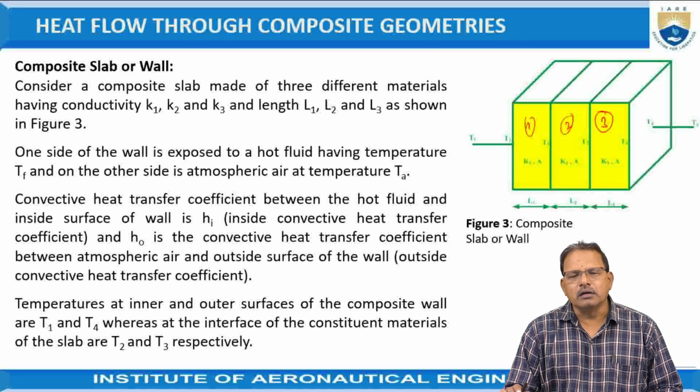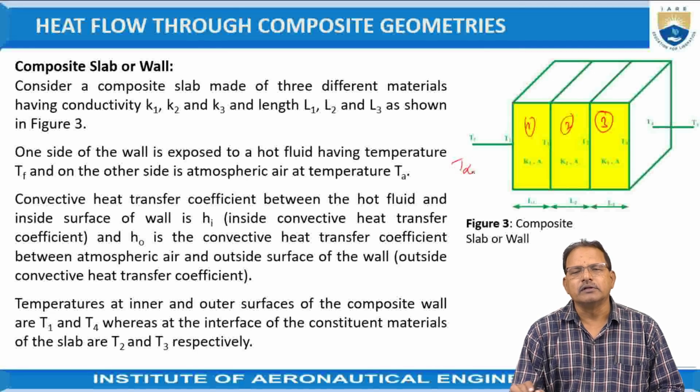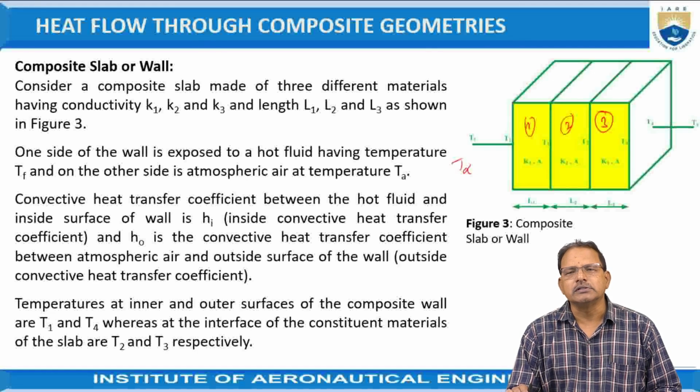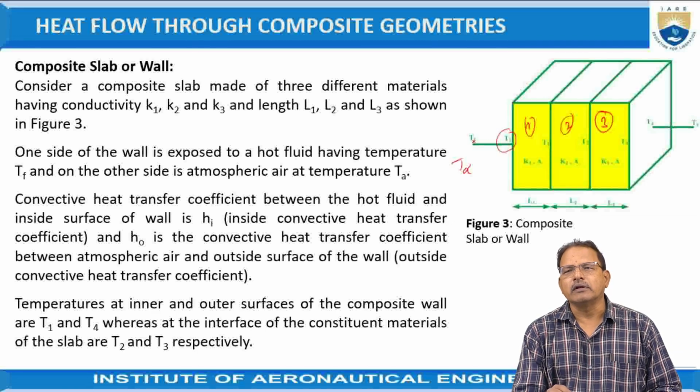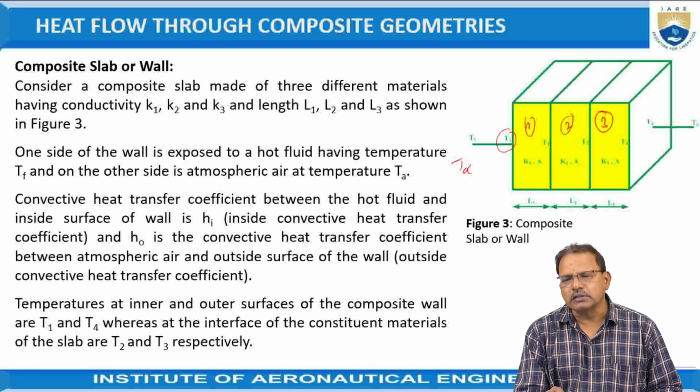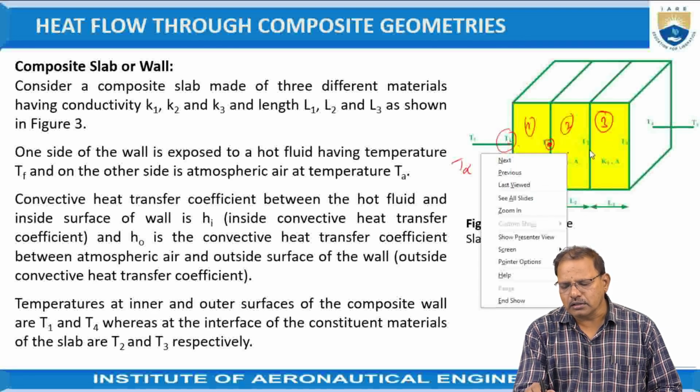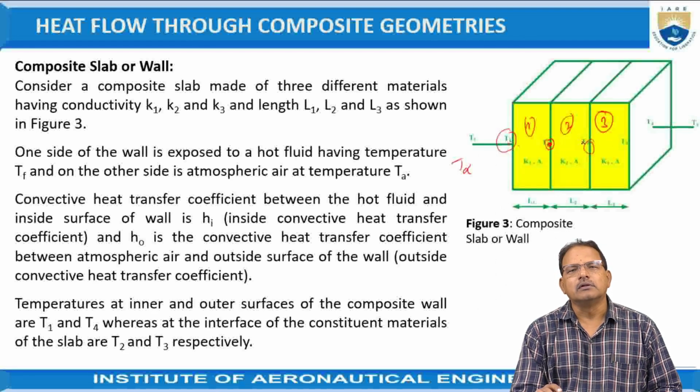Let T alpha represent the temperature of the hot fluid which is in contact with the surface having temperature T1, that means the inlet surface of block 1. The heat energy flows from T1 to T2, where T2 represents the interface of the first block and second block, having thickness L1. The heat energy flows by the conduction process. From T2 to T3, the conduction process takes place because it is a solid.